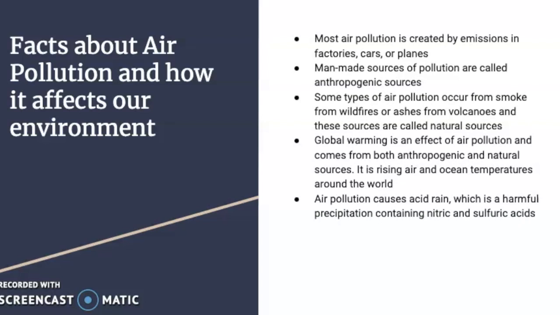Some more facts about air pollution is that most air pollution is created by emissions in factories, cars, or planes. And these are known as the man-made sources of pollution, and they are called anthropogenic sources. Other types of air pollution occur from smoke from wildfires or ashes from volcanoes, and these sources are called natural sources. Global warming is an effect of air pollution, and that comes from both anthropogenic and natural sources. Global warming is rising air and ocean temperatures around the world. Also, air pollution can cause acid rain, which is a harmful precipitation containing nitric and sulfuric acids.